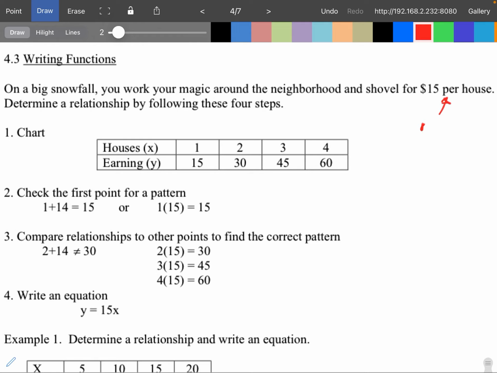So first of all, this first one says there's a big snowfall. You're going to go around your neighborhood and shovel snow for $15 per house. All right, so what about the word per here? What operation is that? Yes, it's multiplication again. We've already done this. And then our variable here is going to be the number of houses. Now you could call it H, I'm just going to call it X. So X is the number of houses.